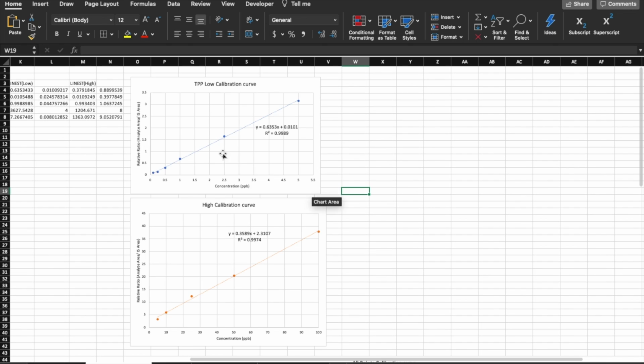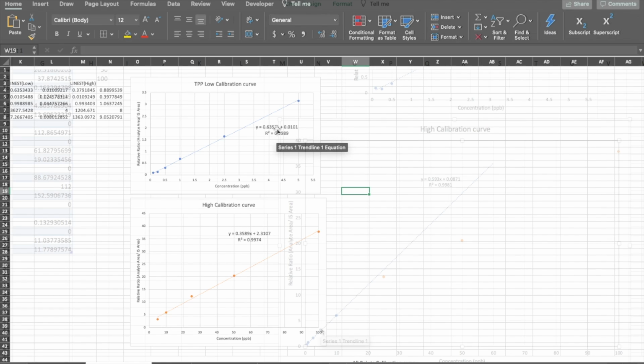As you can see here, I've constructed a low calibration curve and a high calibration curve, both of whose R-squareds are pretty good, and yet you can see the equations of these regression lines are quite different.